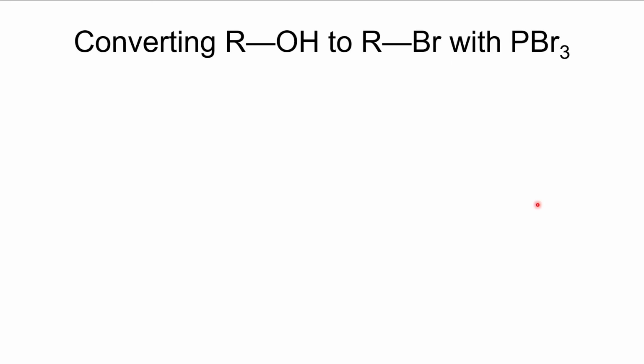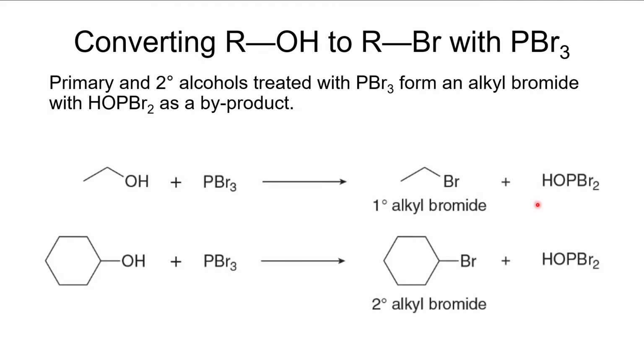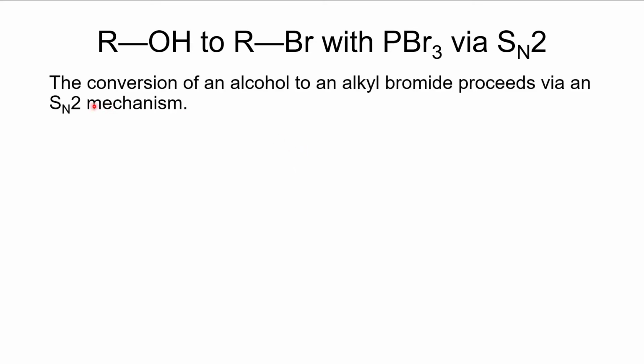In a similar fashion, we'll find that we can convert alcohols into alkyl bromides using PBr3. Again, it only works with primary and secondary alcohols, which hints to us that this must be an SN2 mechanism. So here's a primary and a secondary alcohol. We treat it with PBr3, the phosphorus tribromide, and we will get these alkyl bromides and this as our byproduct. So again, the conversion of the alcohol to an alkyl bromide does go by an SN2 mechanism.